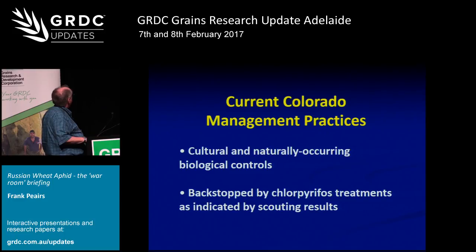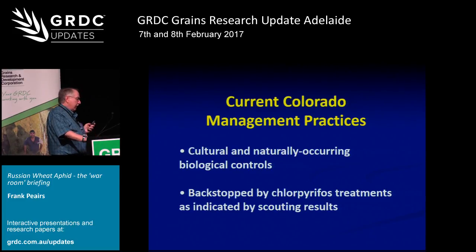So where are we with Russian wheat aphid? I think we've entered a period where the aphid is kept at a sporadic pest status. The reason it's kept at that pest status is due to good cultural practices and naturally occurring biological control. Our growers are well experienced with Russian wheat aphid, and if part of the state starts to have issues, then they know how to scout for it, and they will back up biological control and cultural practices with scouting results.